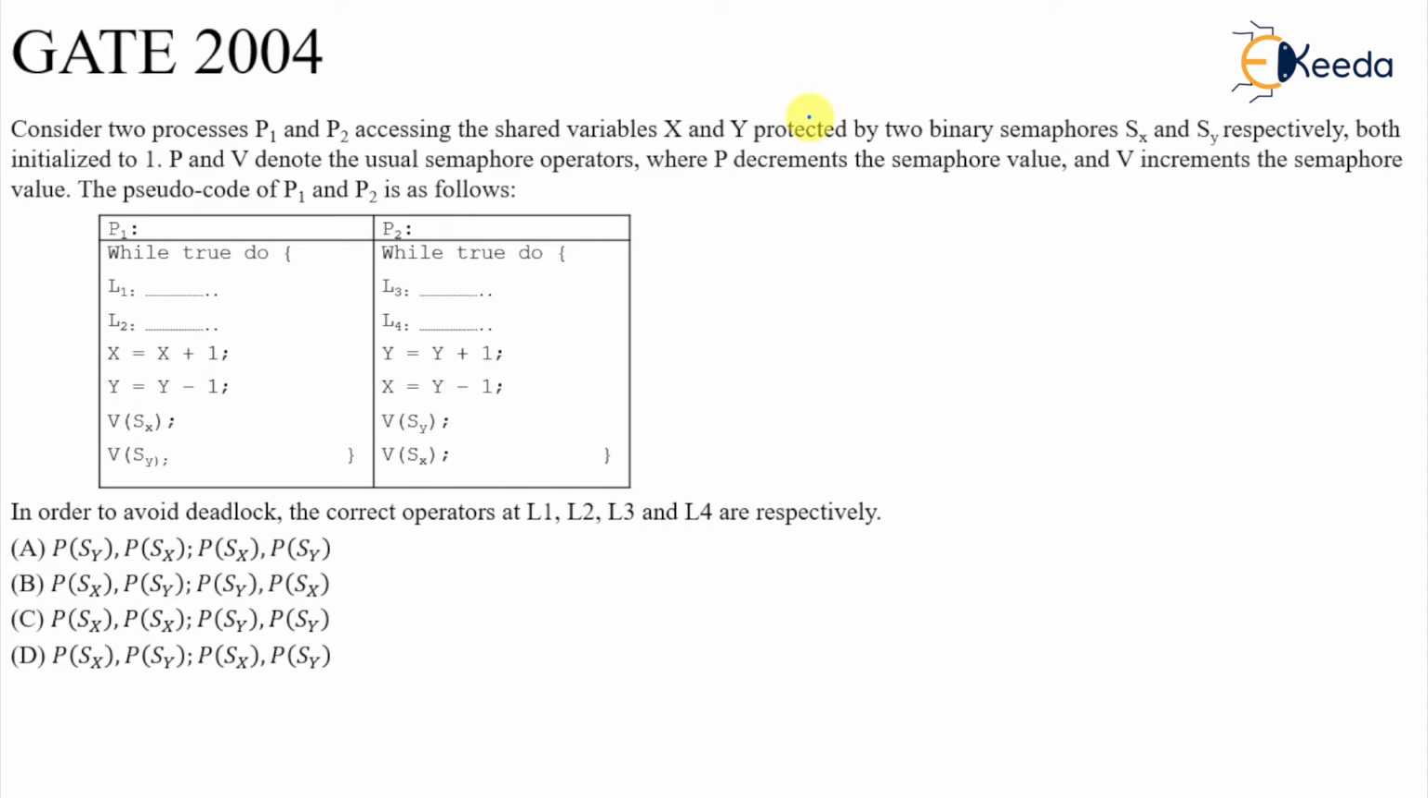Okay, so this is one of the previous year questions, from 2004. Let's read out this question. Consider two processes P1 and P2 accessing the shared variables X and Y protected by two semaphores Sx and Sy. So X and Y are your shared variables, and Sx and Sy are binary semaphores. Both are initialized to 1. P and V denote the usual semaphore operations, where P decrements the semaphore value and V increments the semaphore value.